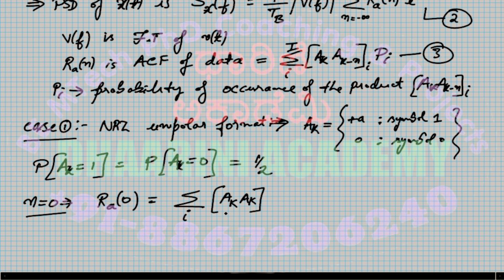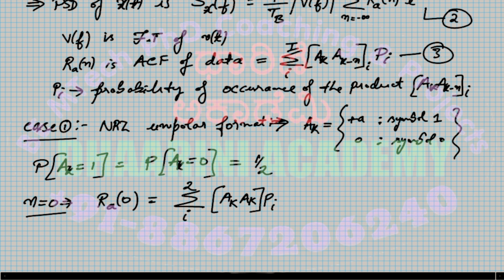That means if I take AK as 0, the second one is also 0. So 0 into 0 is what I'm talking about now. Okay? There is another case where AK can be 1. When AK is 1, the product is AK into AK, so 1 into 1. So how many total possibilities do you have? You have only 2 possibilities. So the capital I value is 2 in this case.